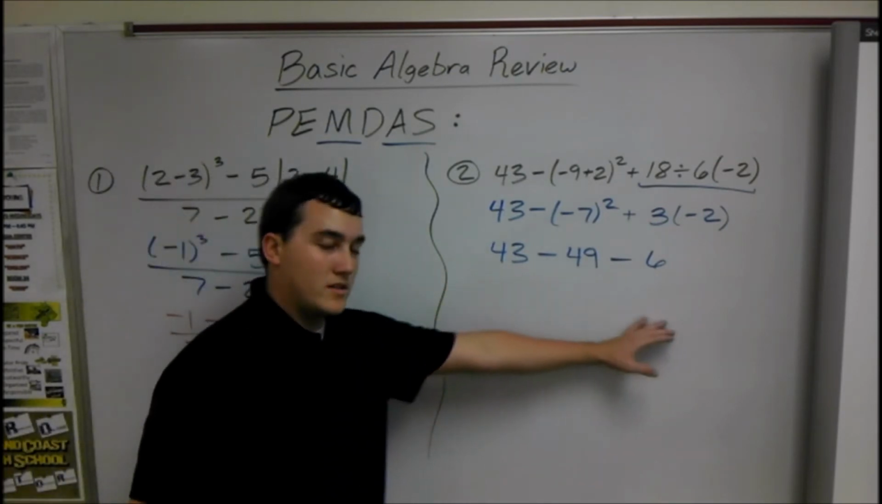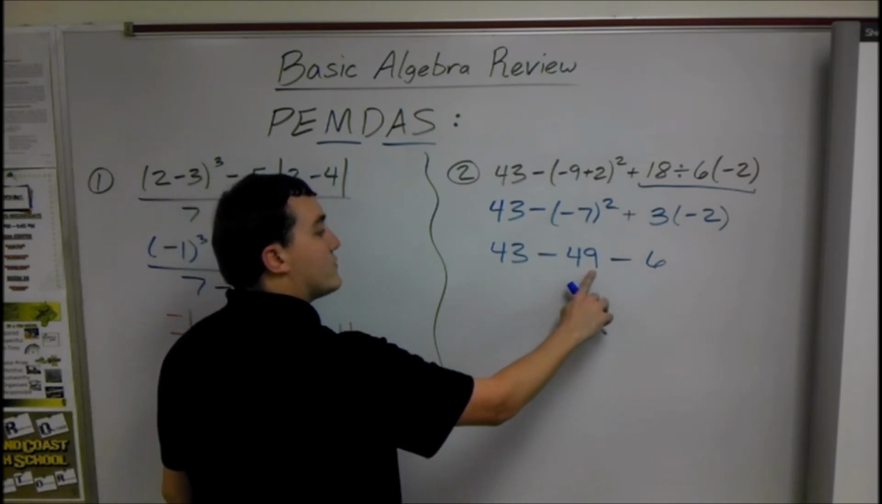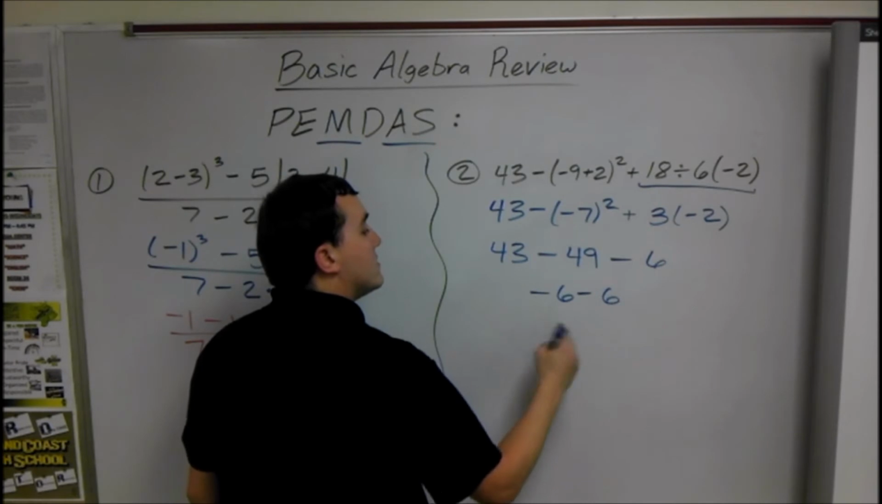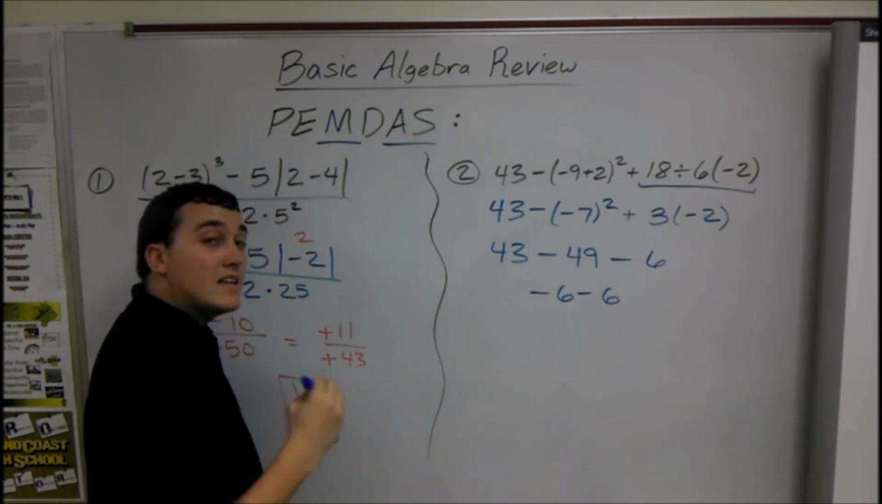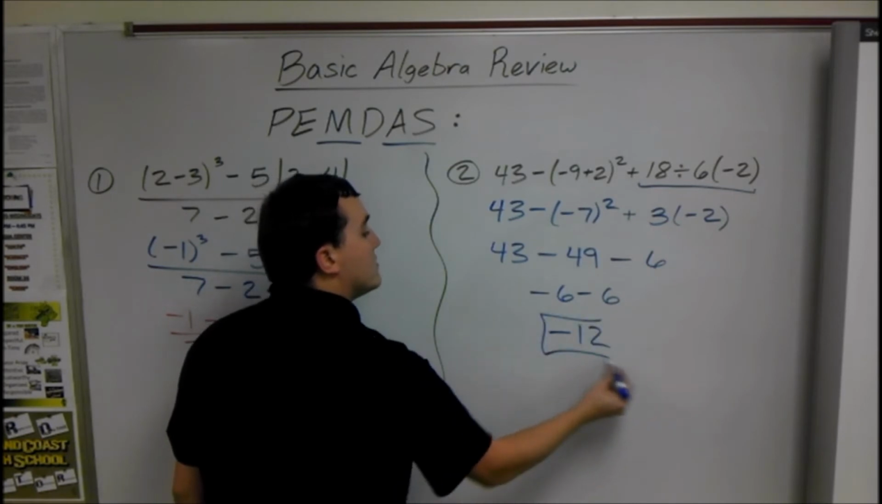Then do addition and subtraction in order so you don't make any mistakes. 43 minus 49 is -6 minus 6. -6 minus 6 is not 0, it is -12. Because you add them, they have the same signs.